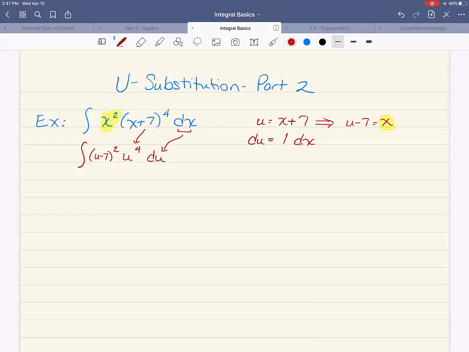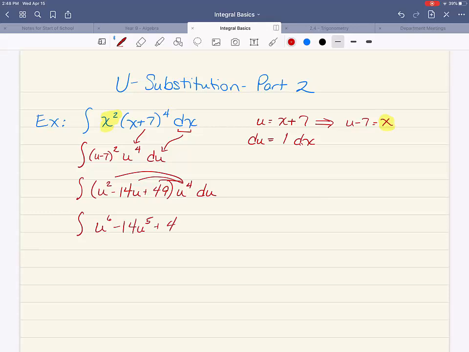So this is just a little bit weird as far as that's concerned. Now we should be able to turn this into something we can actually integrate. Multiplying these together, I would have to distribute out the u minus 7 first in order to do that. So this would be u squared minus 14u plus 49 times u to the 4th du. Because the power is 2, I can go ahead and just multiply it out pretty quickly. So this would now be, distributing the u to the 4th backwards, u to the 6th minus 14u to the 5th plus 49u to the 4th du.